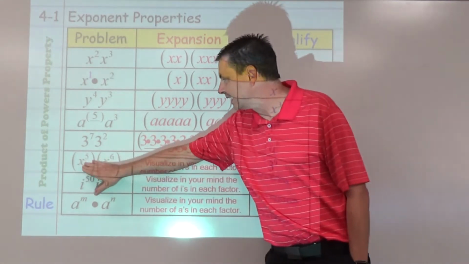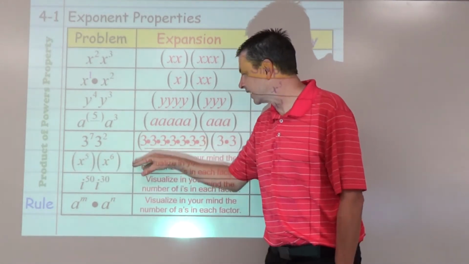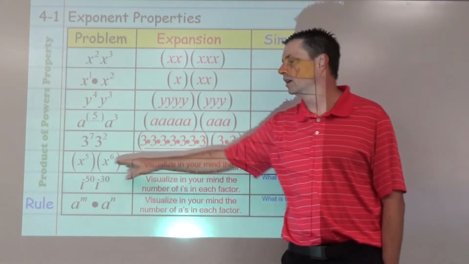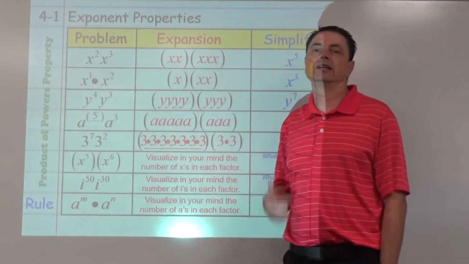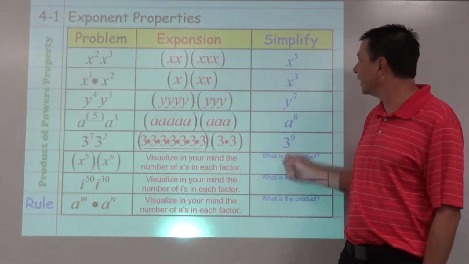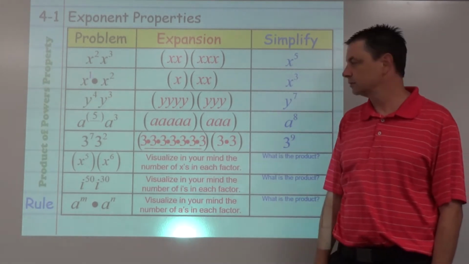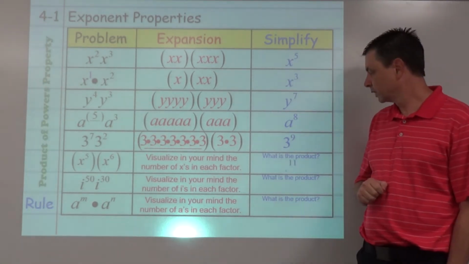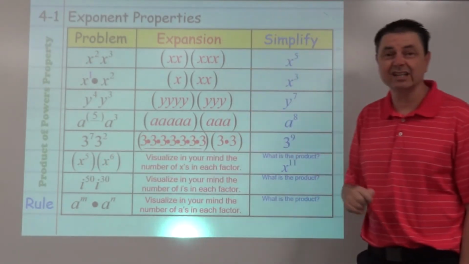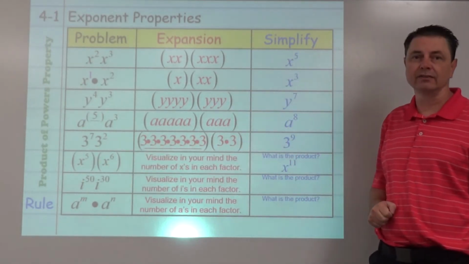So if our problem is x to the 5th times x to the 6th, without actually expanding, but just visualizing in your mind the number of x's in each factor and producing, what do you think we get here as our simplified product? You would get x to the 11th, 5 x's multiplied by 6 more x's, x to the 11th power.